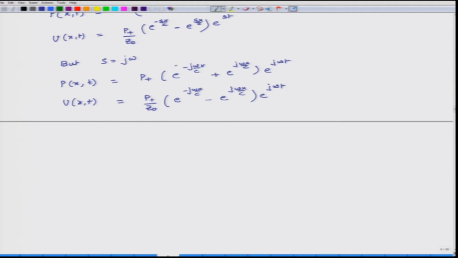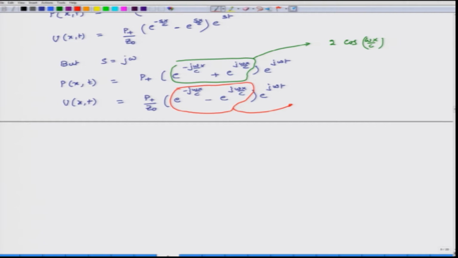Now, this term in the parenthesis, if I expand it in terms of sines and cosines, the sine term is going to cancel away, and what we will get is 2 cosine omega x over C. And from here, if I add these two contributions from each of these terms, what we will see is that the cosine term will go away, and what we will be left with is 2 j sin omega x over C, and there will be a negative sign out here. Okay. So, we make these simplifications.